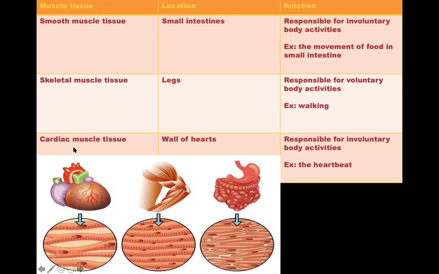And the last one is cardiac muscle tissue. Cardiac muscle tissue can only be found in one place, which is heart. So this is how it looks like. The function is responsible for involuntary body activity. The example is heartbeat. Heartbeat is involuntary because we cannot control it. It happen naturally. The beat of heart happen naturally without our knowing.